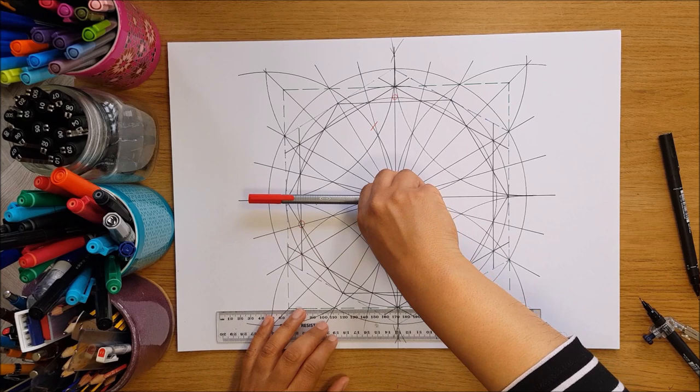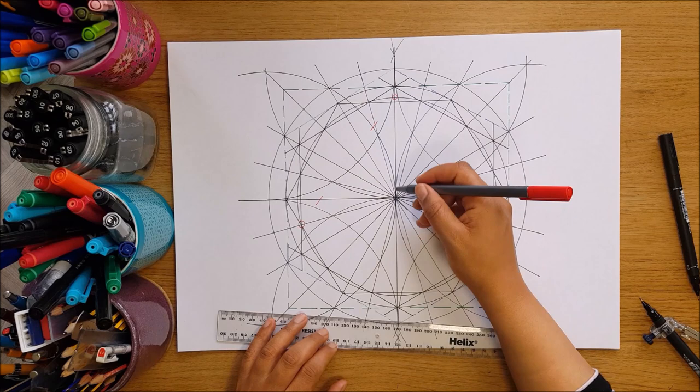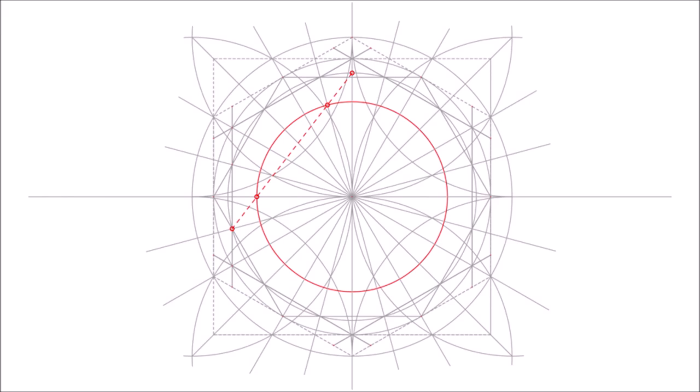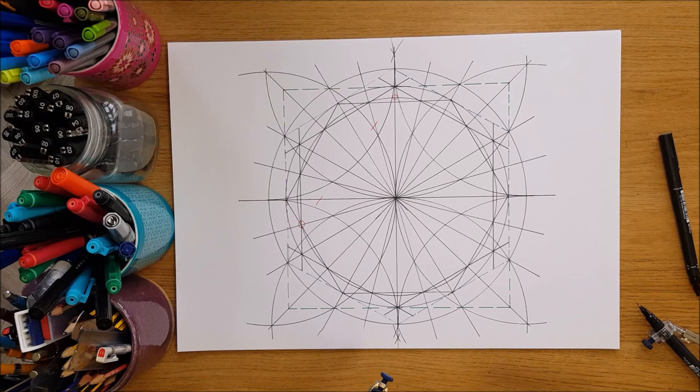I don't know, sometimes I call these lines radials, diagonals, divisions. So much terminology. Okay, now we're going to draw this circle. I think I'm going to do it red.